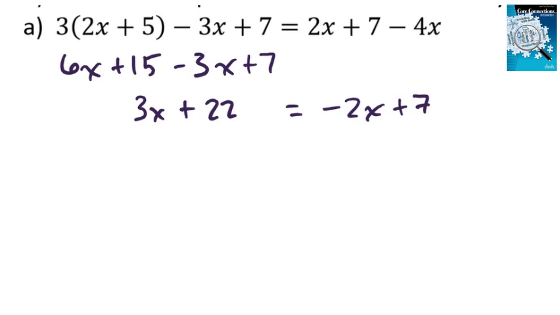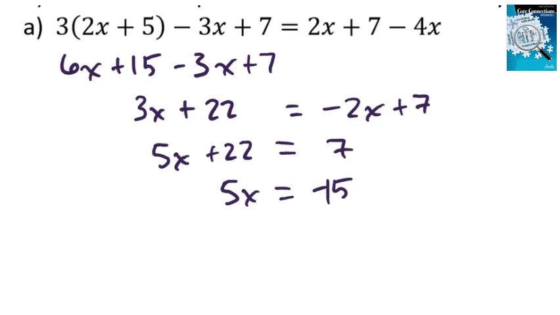Let's see. I'm going to add 2x to both sides, and I'm adding exactly the same thing to both sides, just 2x. On the left-hand side, I end up getting a 5x plus the 22 that was already there. And on the right-hand side, when I add the 2x to the -2x, it's just plain old 7. Next, I'm going to subtract 22 from each side. Over on this right-hand side, 7 minus 22 is -15.